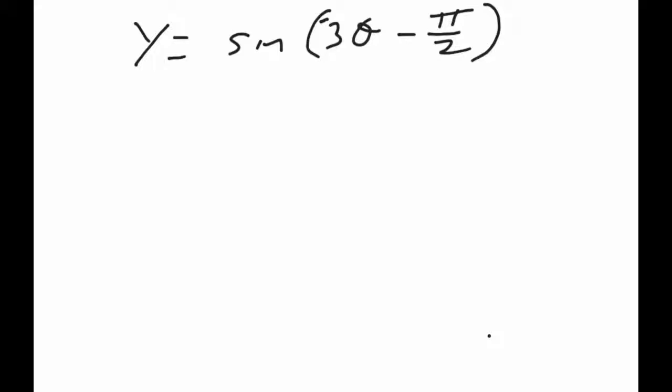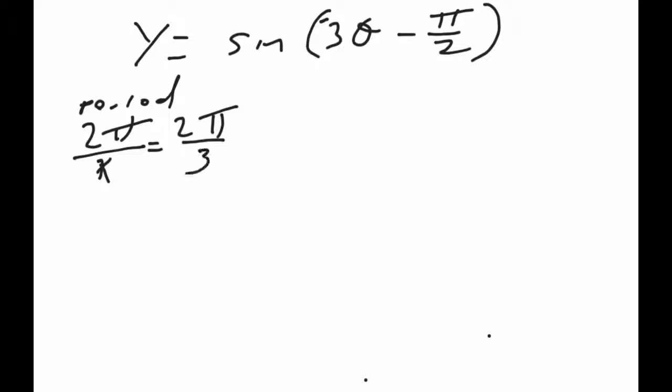Alright, this one's a little bit harder, so we're going to do a couple of these. So first off, I'm going to get the period. Now the period is 2 pi over k, which in this case is 2 pi over 3. And to start, I'm going to take whatever's inside and set it equal to 0.